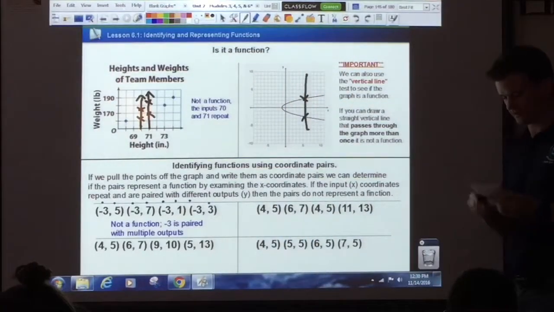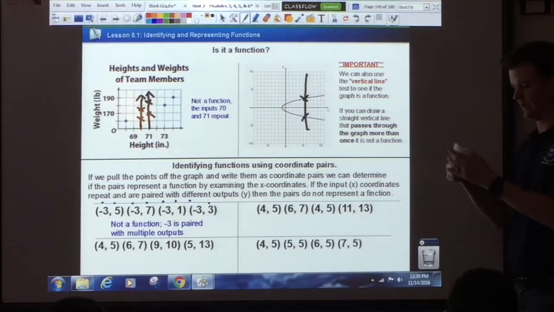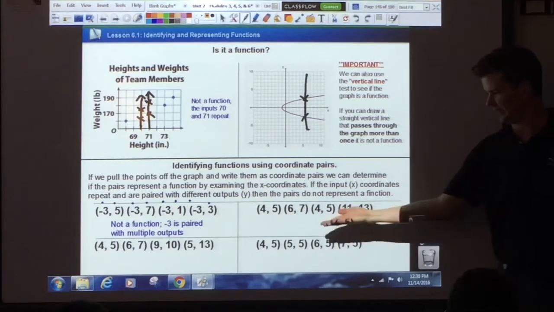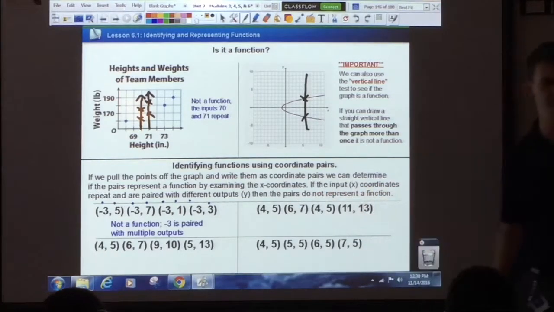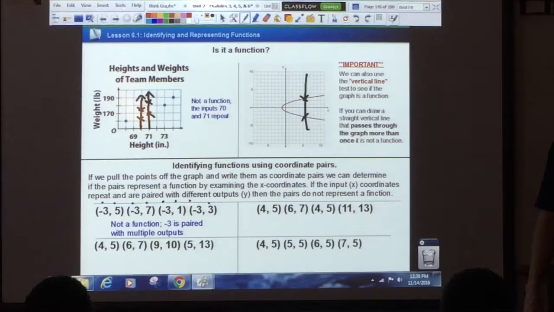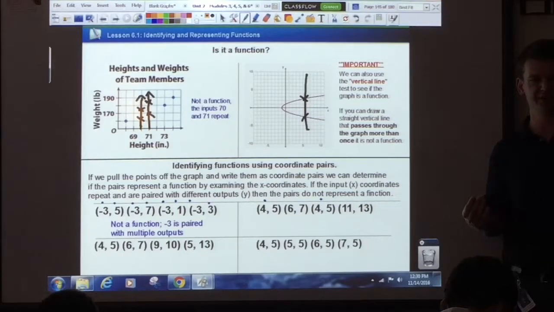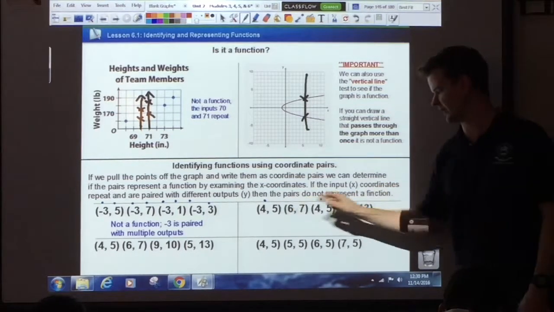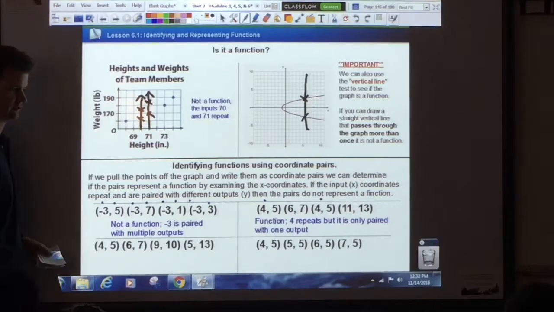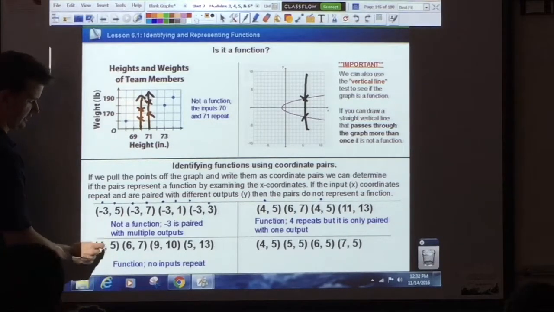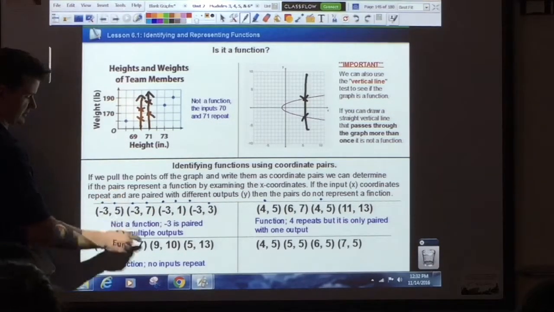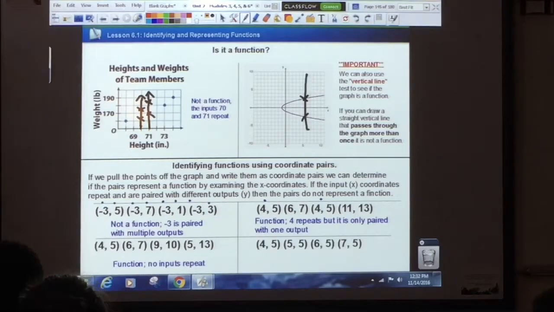So if you look at the next one here, is that a function, yes or no? Yes. Although the input 4 repeats, is it paired with the same output? Yes, it is. It's paired with 5, it's paired with 5. Yes, it is a function. None of the inputs repeat: 4, 6, 9, 5. That is as clear as it gets.